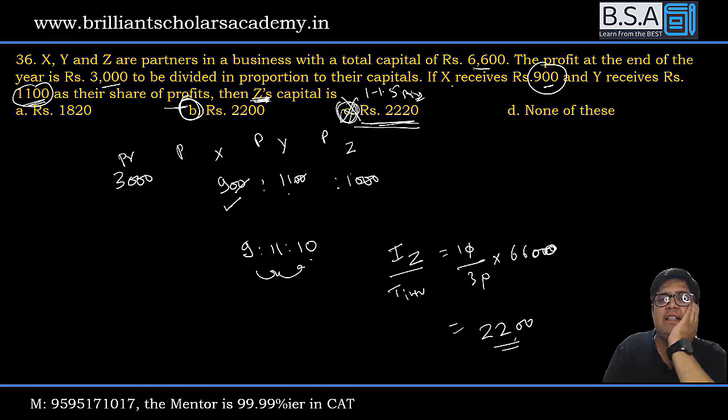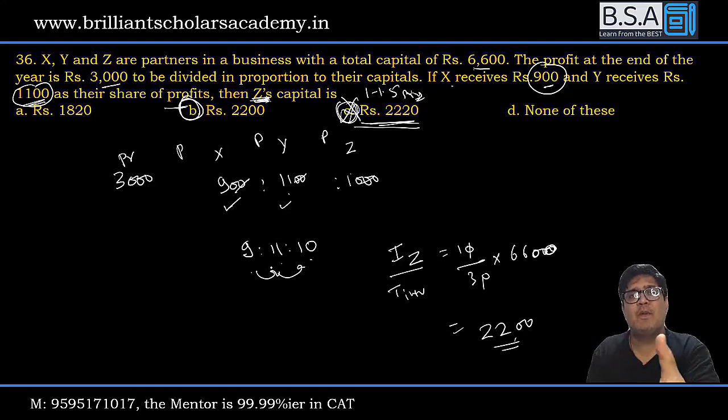Profit value for X 900. Profit value for Y 1100. Total profit is 3000, so profit of Z is 1000. So profit ratio is 9, 11 and 10. Profit ratio. So profit ratio is also investment ratio.